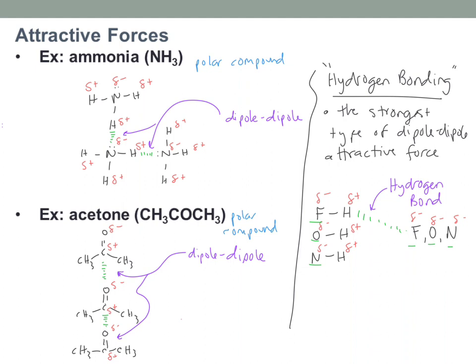So if I go back and look at my examples, I've got ammonia and acetone here, right? Since hydrogen bonding is a type of dipole-dipole, anytime I think I have a dipole-dipole, I just want to double check to see if it is that hydrogen bonding type or just a regular type.